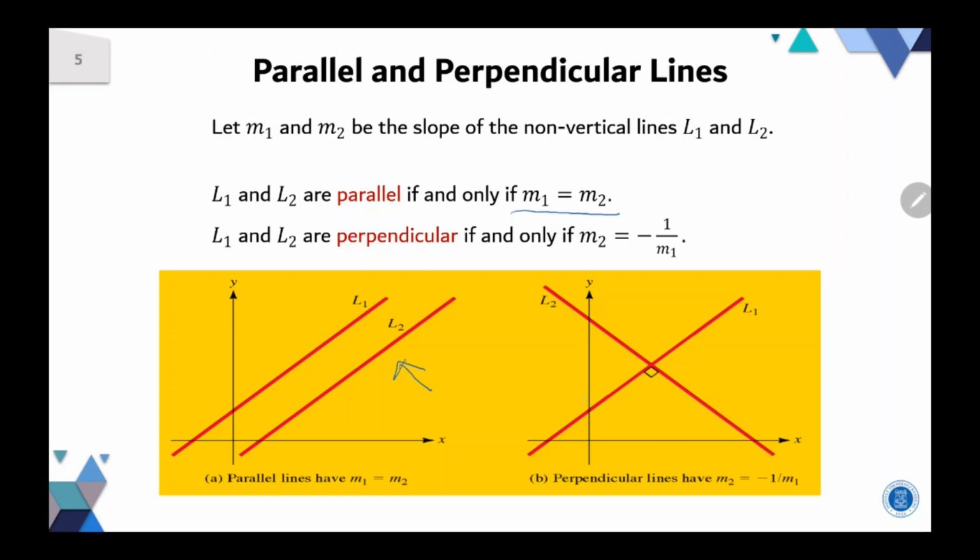And then here we have two perpendicular lines on the right. We have two lines which are perpendicular to each other, and this happens when the second slope is equal to minus 1 over the first slope. So this is the condition when we have two perpendicular lines.